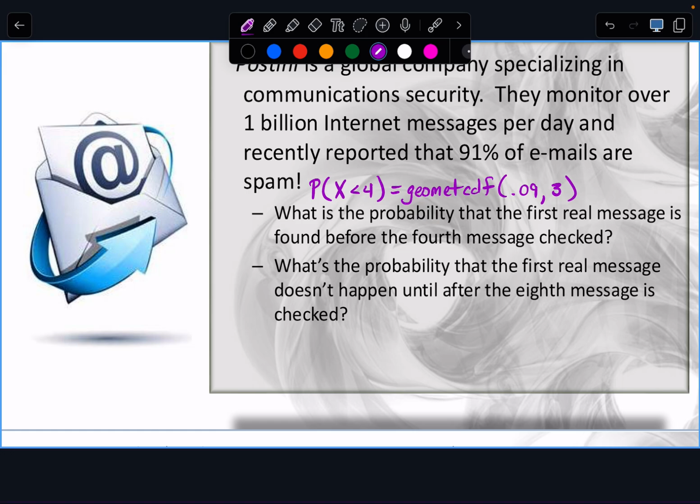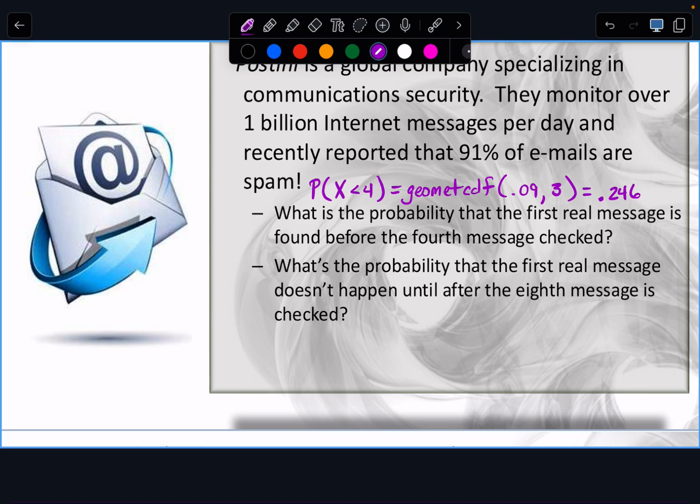And then when you hit enter, what do we get for a probability? 0.246. Okay. So there's about a 24.6% chance that the first real message found happens before the fourth message checked, so either on the first, second, or third.